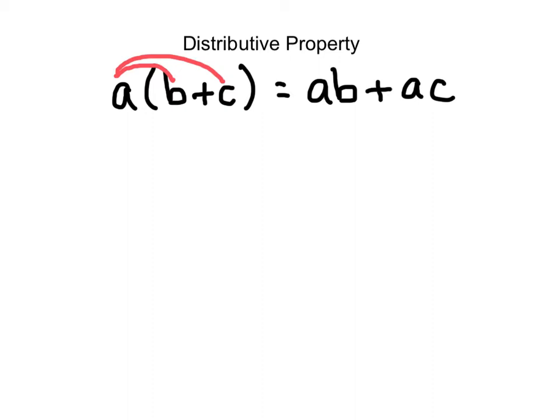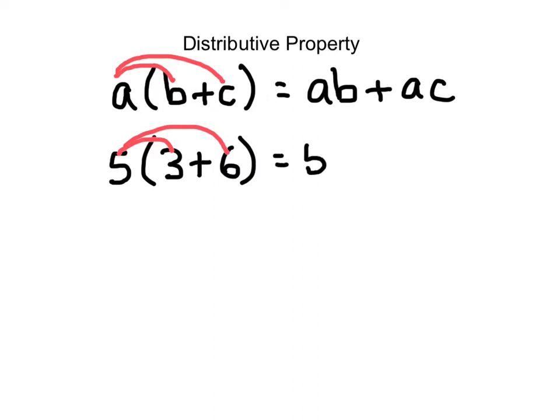So let's do an example of what that might look like using numbers. For instance, let's say that I had something like this: 5 times the quantity 3 plus 6. If I apply the distributive property and multiply 5 times 3 and then add 5 times 6, this is a true statement.